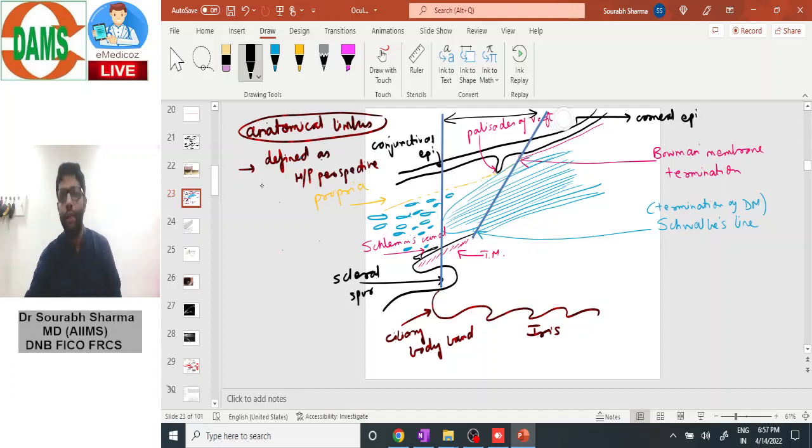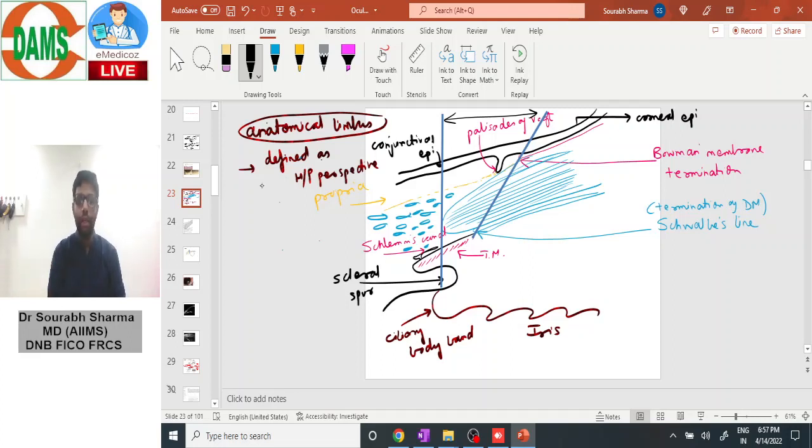So anterior to that is the corneal epithelium, then there is the limbal epithelium, then there is the conjunctival epithelium. The anatomical limbus, defined from a histopath perspective, is an oblique transition zone between the corneal epithelium and the conjunctival epithelium, or between the corneal stroma and the sclera. That is the anatomical limbus.